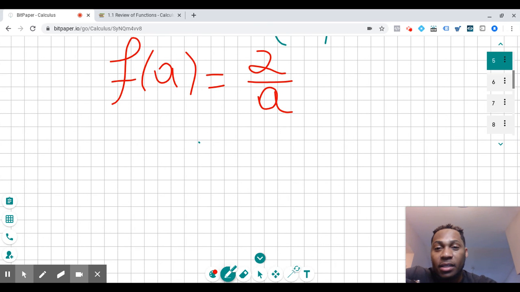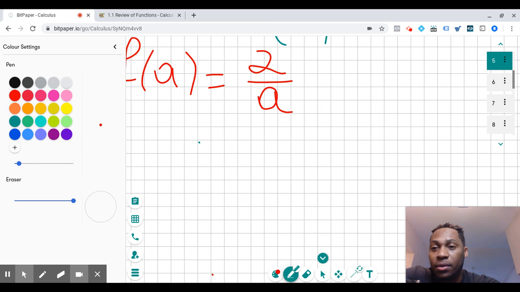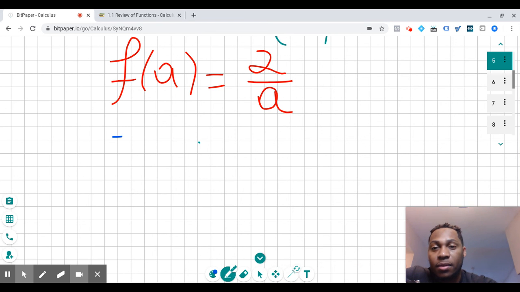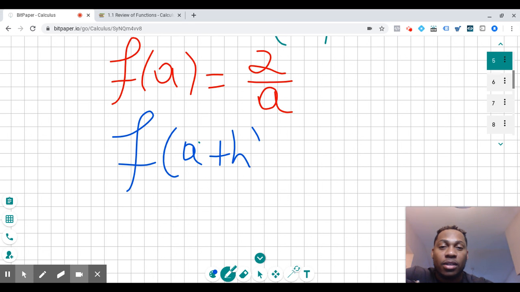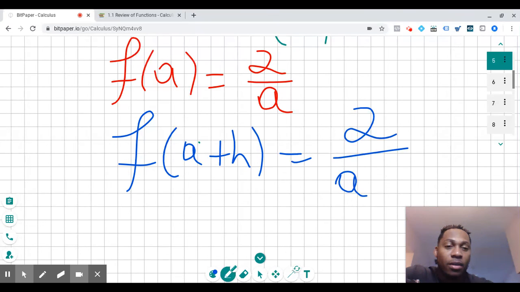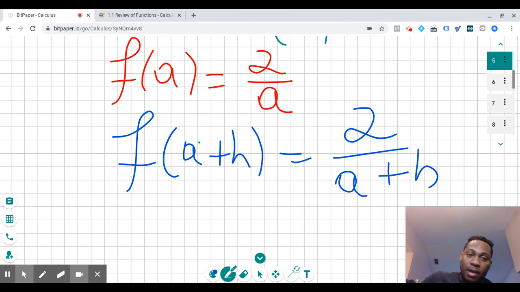F of a plus h. Let's go in blue. F of a plus h will give you 2 over a plus h. In place of x, you replace that by a plus h. This is not a b, this is an h. A plus h. And that's all you would do for this one.